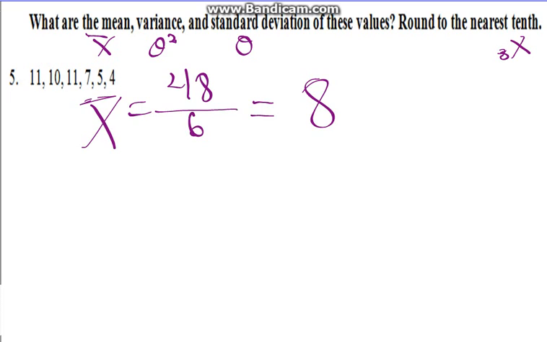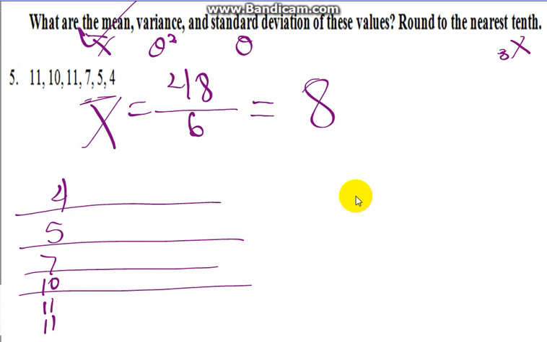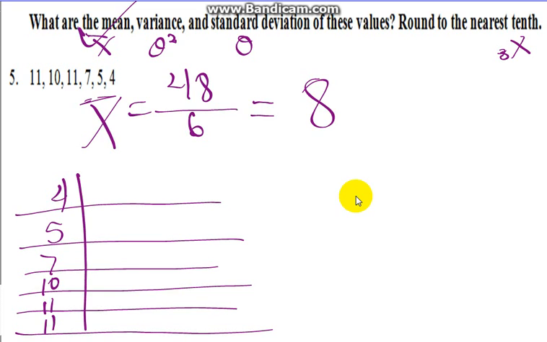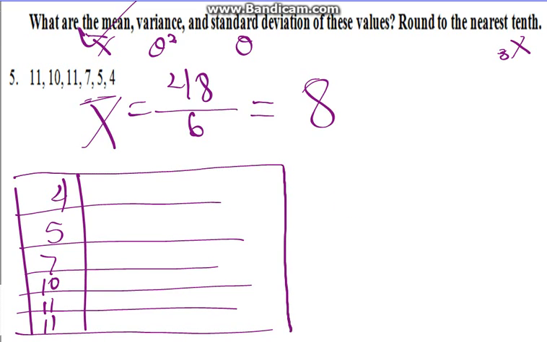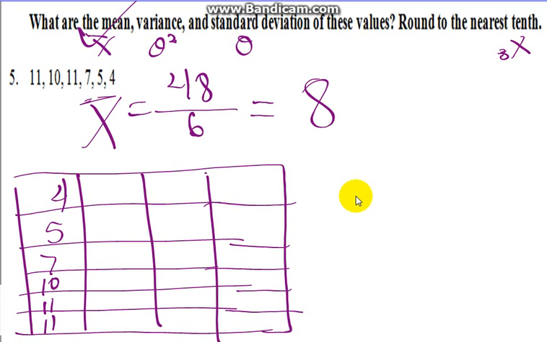Okay. So we've got the mean. Now we need the variance. So for the variance, we're going to have to put these in a box and calculate some values. I like to put things in order, so let's go 4, 5, 7, 10, 11, and 11. Okay, so there's our first column. And we're going to have a box of 4 columns here.